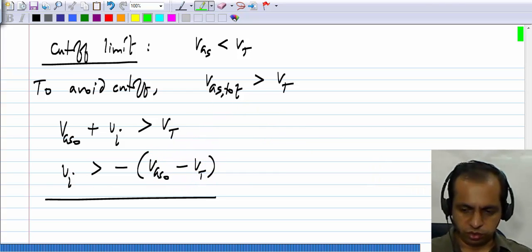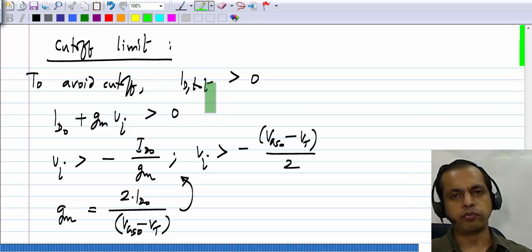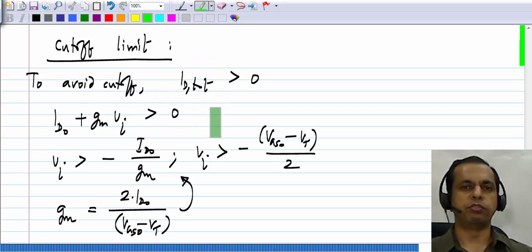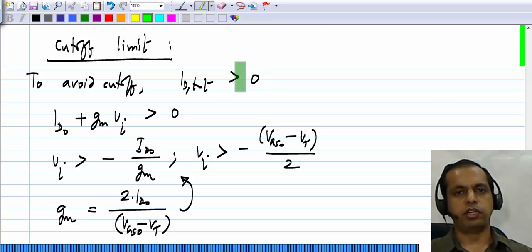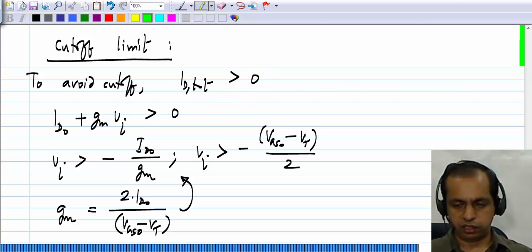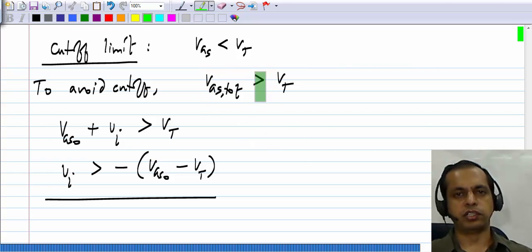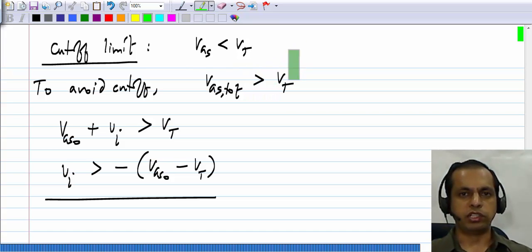First, please understand what we are doing. We evaluated the cutoff limit in two different ways. In this case, we have imposed the condition that the total drain current has to be more than 0, and in this case we have imposed the condition that the total gate source voltage has to be more than the threshold voltage, and the two give different answers. Why is that?